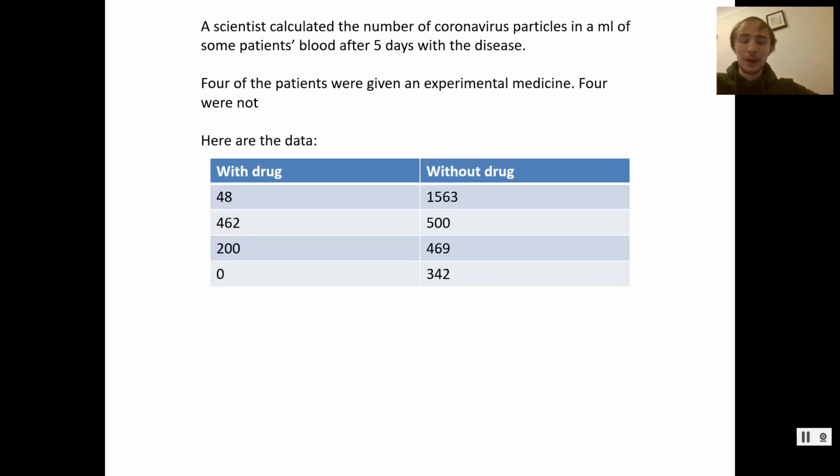Here's your idea. A scientist calculated the number of coronavirus particles in a milliliter of some patient's blood after 5 days with the disease. So it's just a study of people who have just got COVID, or they've been given COVID deliberately as part of a trial, and they are going to test how many particles there are per milliliter. They gave 4 patients the experimental medicine, 4 not the experimental medicine, and there's your data.